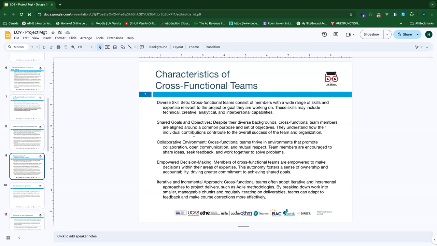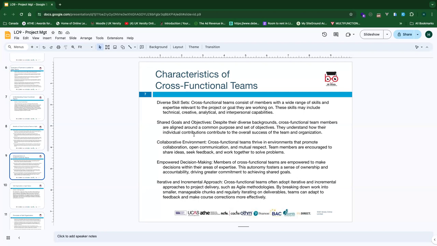Shared goals and objectives. Despite the diverse backgrounds, cross-functional team members are aligned around a common purpose and set of objectives. They understand how their individual contributions contribute to the overall success of the team and organization. Collaborative environment. Cross-functional teams thrive in an environment that promotes collaboration, open communication, and mutual respect. Team members are encouraged to share ideas, seek feedback, and work together to solve problems. So that is what that collaborative environment is.